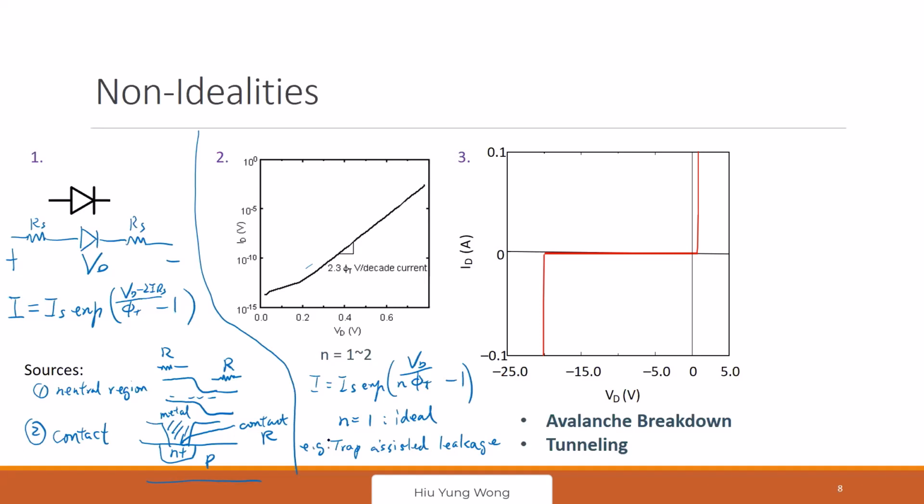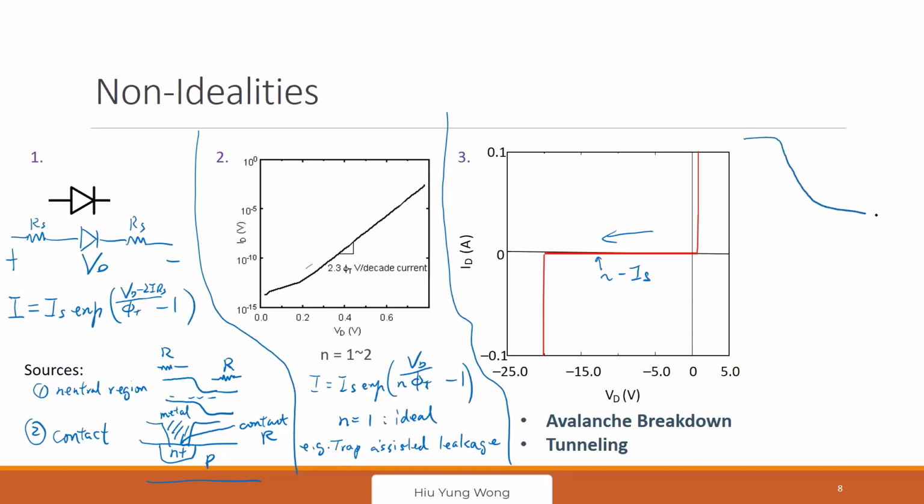Okay, and then the final thing is that even if I keep increasing the reverse bias, is it going to be zero leakage? A very small leakage. Based on this equation, when I go to very negative VD, I should only have IS, right? I should get about negative IS. But you see that when it is large enough, the current increases a lot. So there are two types of reasons.